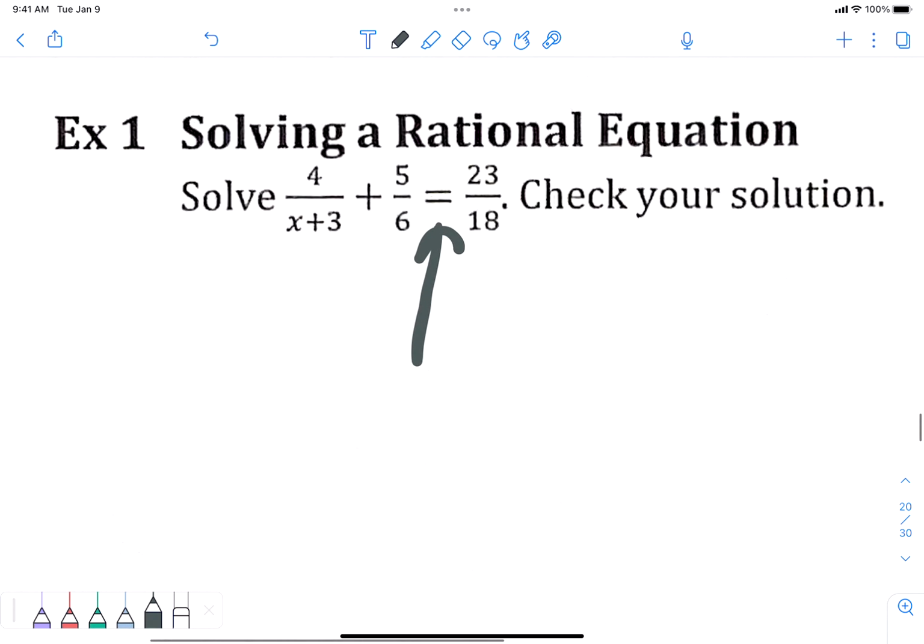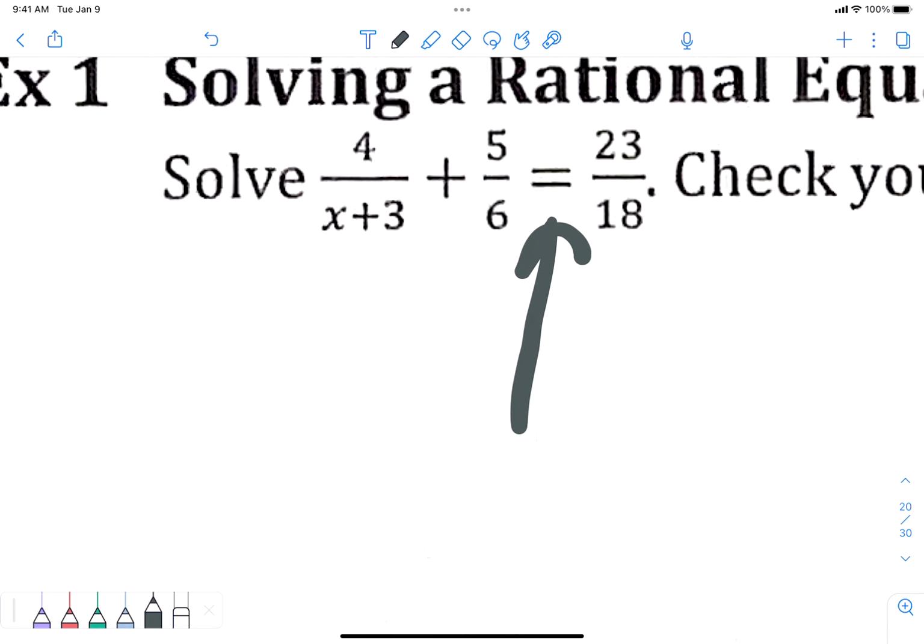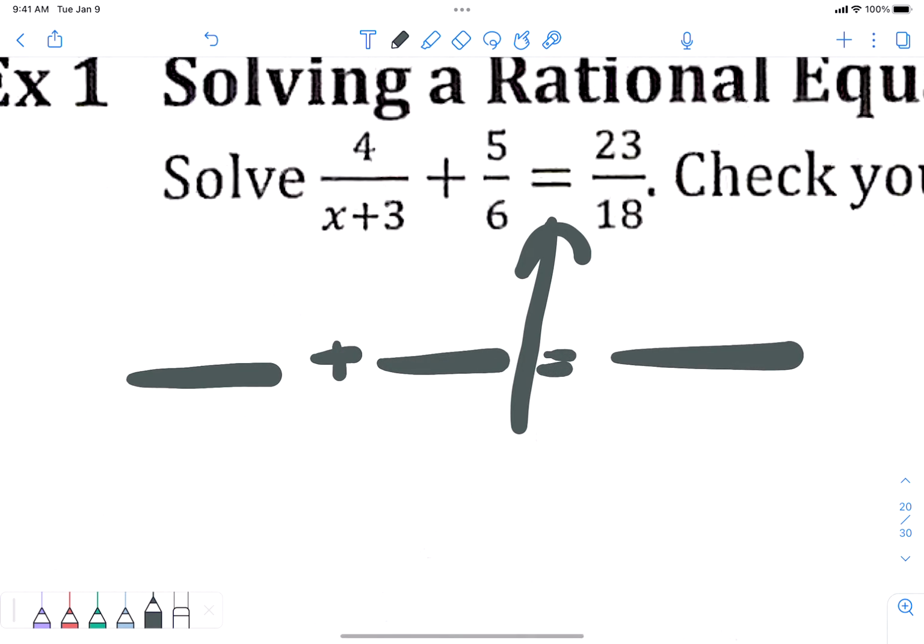All right. Example 1. Here we go. Go to your example 1. In example 1, we're still trying to find common denominators, but we have an equal sign, and I'm going to show you what happens to it here in a second, but we have to find a common denominator first.